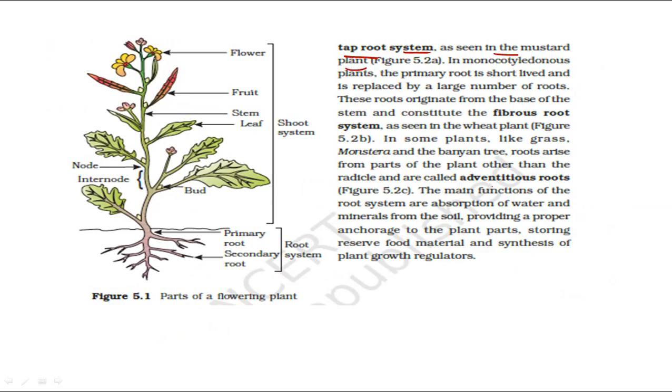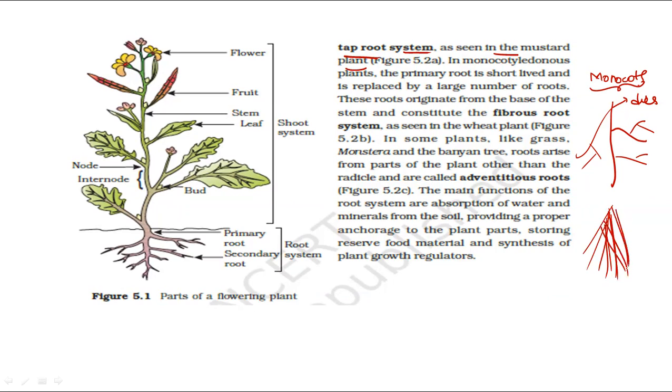In monocotyledon plants, the primary root is short-lived. So what happens in monocots is this is primary root. Okay, this is secondary, this is tertiary. All right, so this primary root in case of monocots is short-lived. It dies off, and that gets replaced with lot of secondary roots and tertiary roots. Okay, that type of root system is called as fibrous root system.